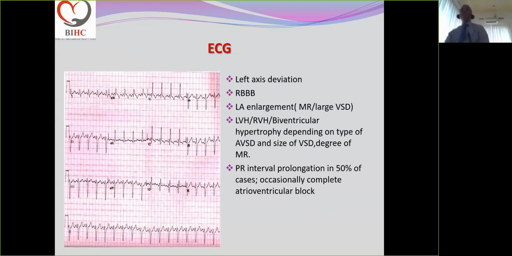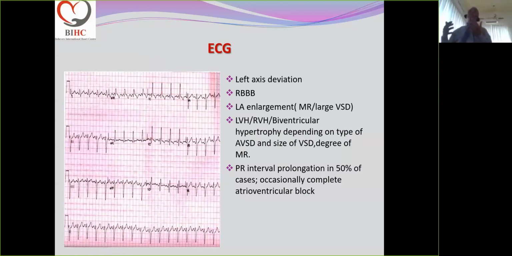This is an ECG of a patient with a complete AV canal defect. If you can see the axis, lead 1 is positive, lead 2 is negative, and AVR is positive. This shows a left axis deviation. Look at V1. V1 is an RSR. So you have a complete RBBB. You have a left axis deviation.